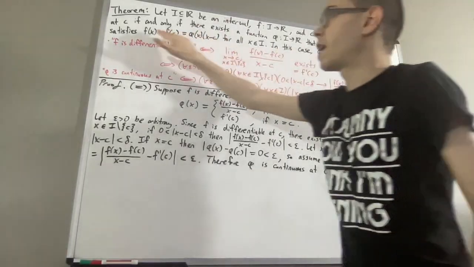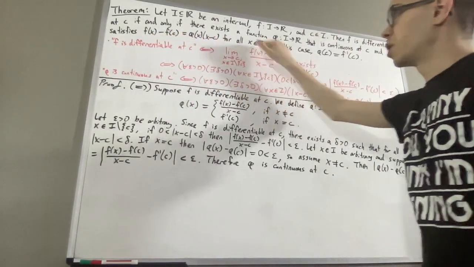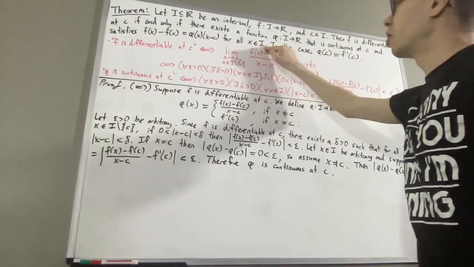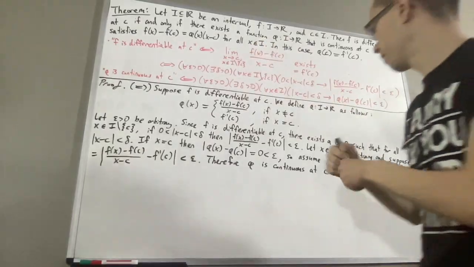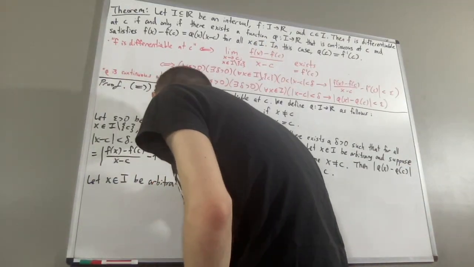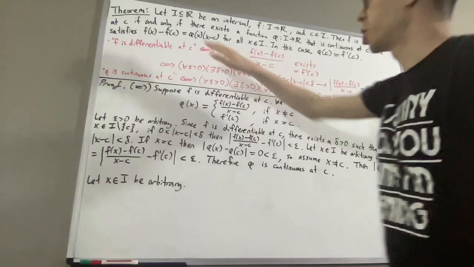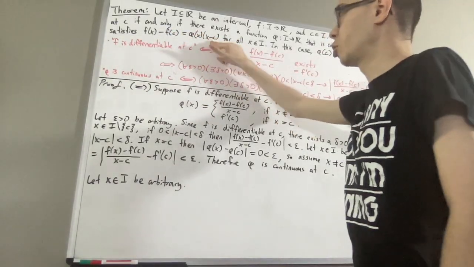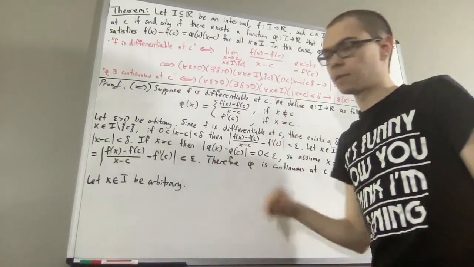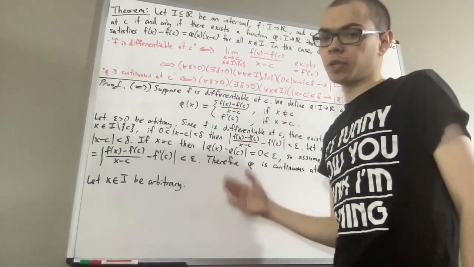Now we want to show that phi satisfies this property. So we're trying to prove a statement about all x in I. So let's give ourselves an arbitrary x in I. From here, we want to show that this equality is satisfied. Now, to show that this equality is true, we're going to split this up into two cases. Either x is equal to c or x is not equal to c.